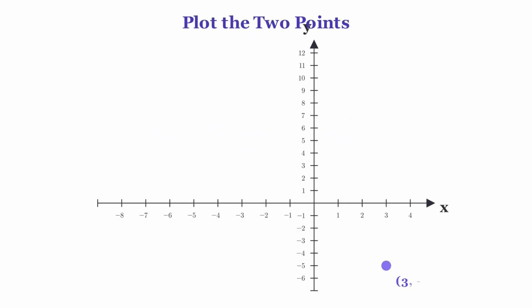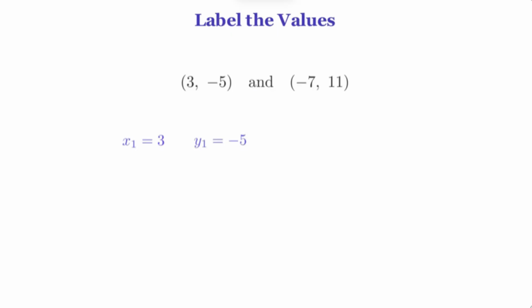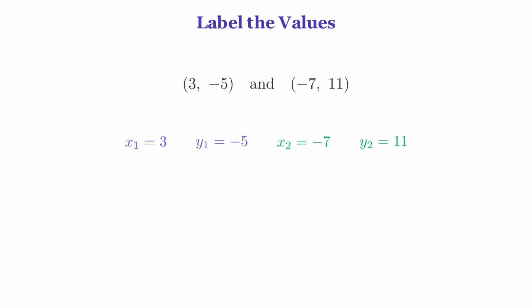Let's work through an example. Our 2 points are (3, -5) and (-7, 11). First, we label our values. From the first point, x1 equals 3 and y1 equals -5. From the second point, x2 equals -7 and y2 equals 11.